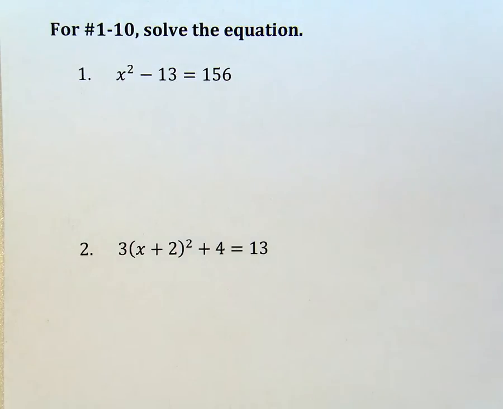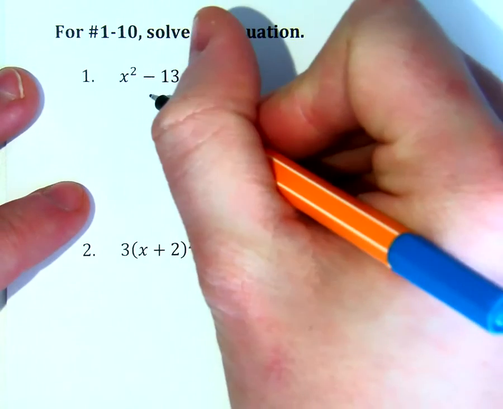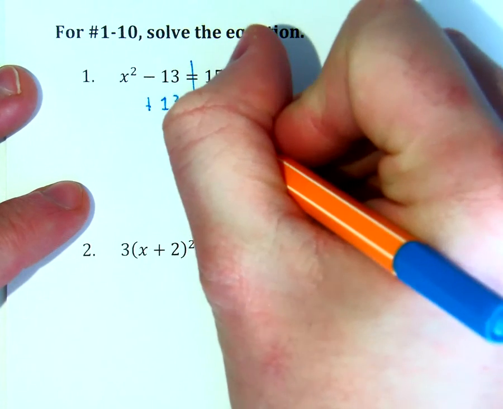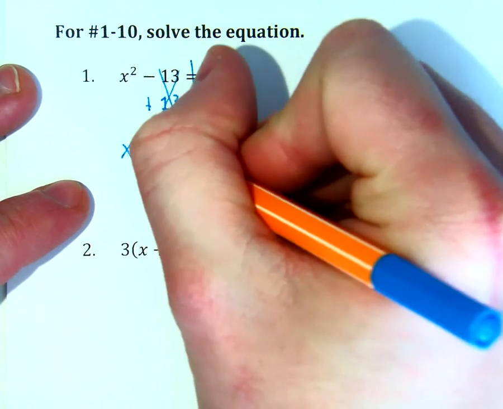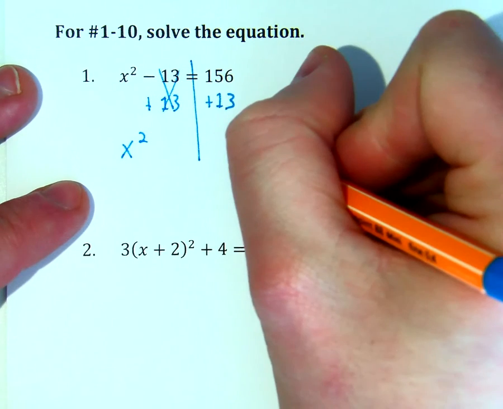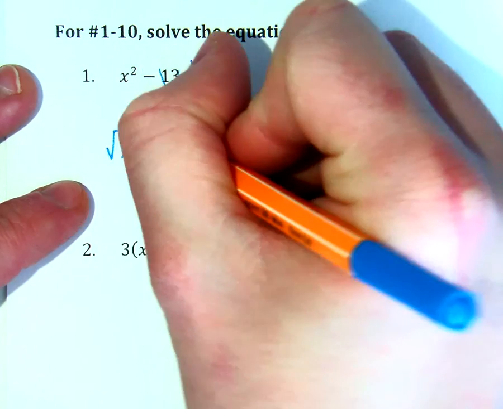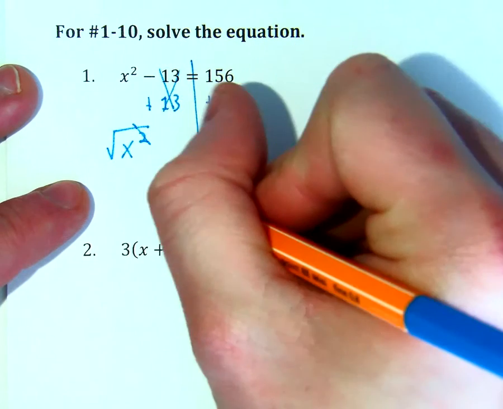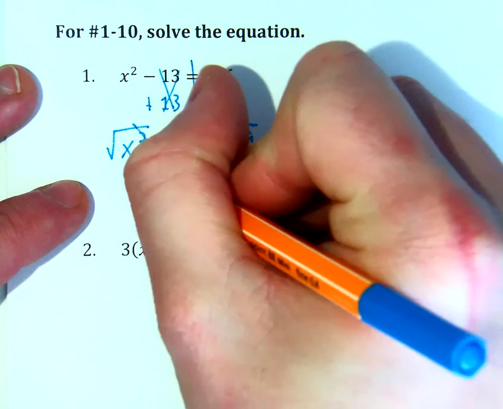In this video, I'm going to work through numbers 1 through 5 on your homework so that if you're stuck, you can find out how to get unstuck. The first problem, we're going to undo a minus 13 with a plus 13. And we're going to find that x squared equals 156 plus 13, which is 169. We're going to undo that with a square root and find that x equals plus or minus 13.